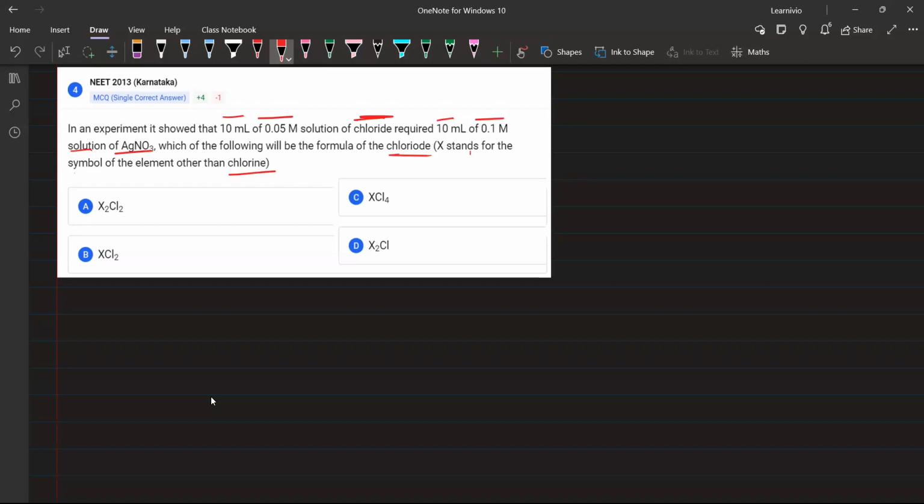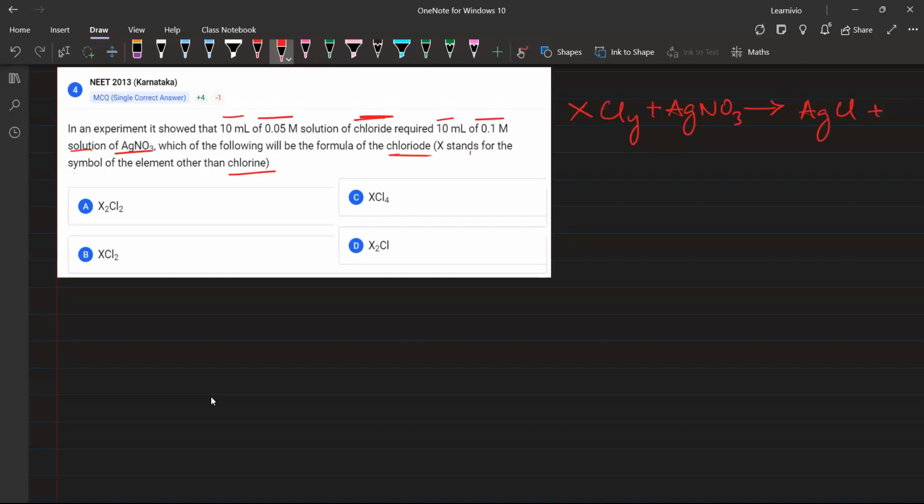Okay, look at what this question is saying. From here again you are going to calculate the number of moles. For example, let us suppose you have XCl with Y amount of Cl, plus AgNO3. So it will give you AgCl and something else, which we don't worry about.